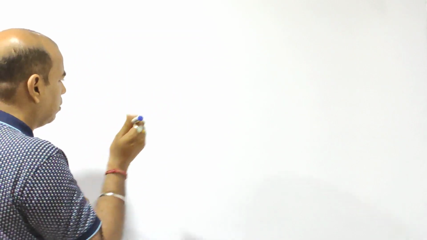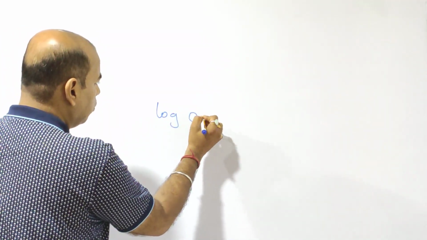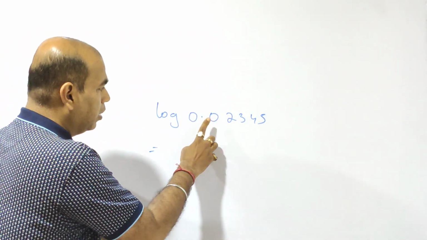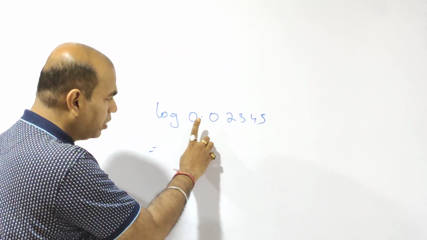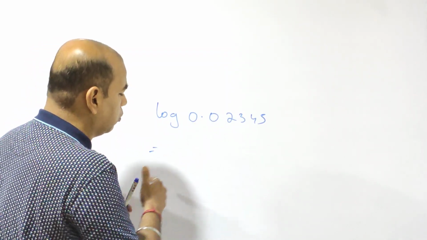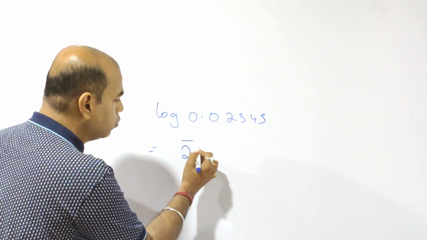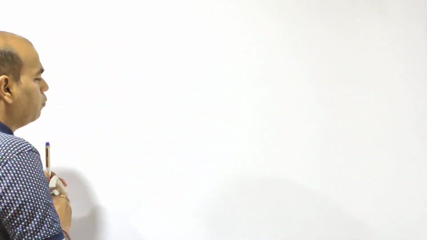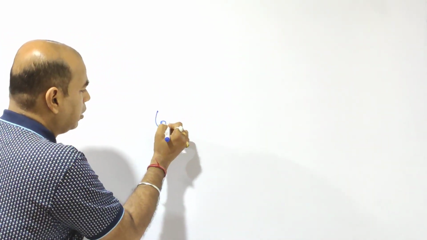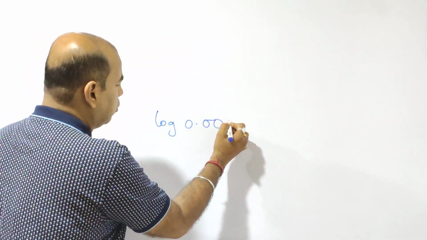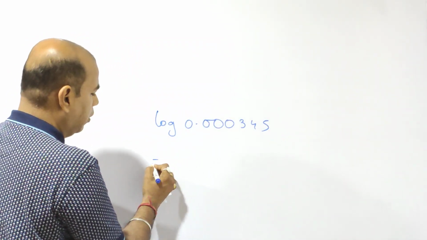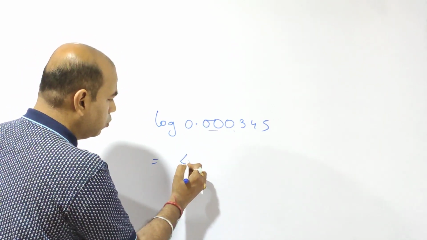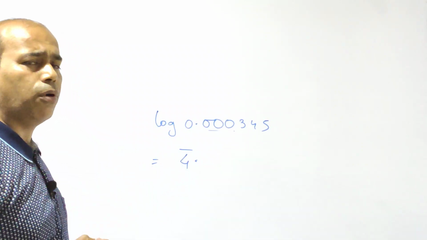Let me take 2-3 more example. Log 0.02345. Now you see, decimal is here, before decimal only 0, after decimal one more 0. So the characteristic is 2 bar. One more example, how to find characteristics. Let me take log 0.000345. Now before decimal there is 1 0. After decimal there are 3 0. So ultimately totally it is 4 bar.